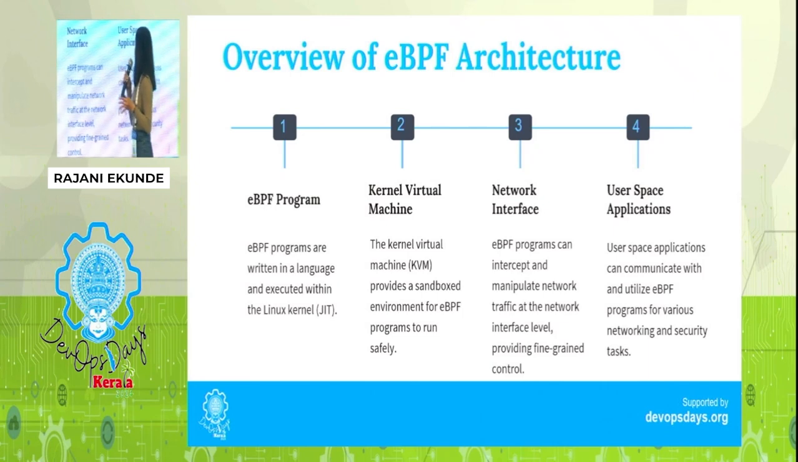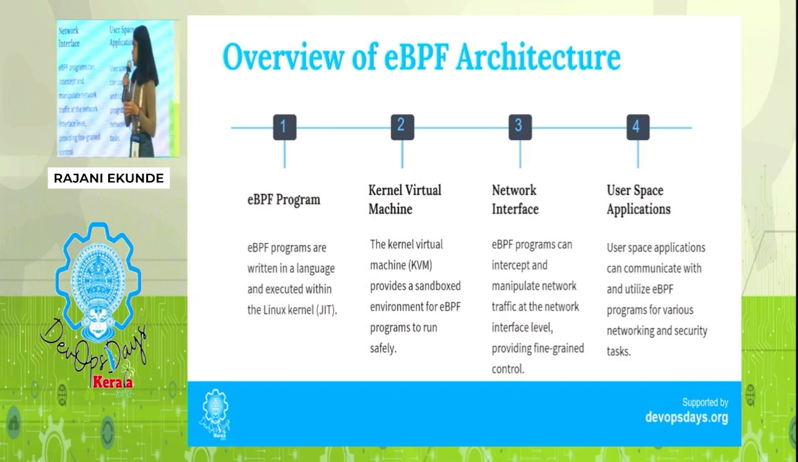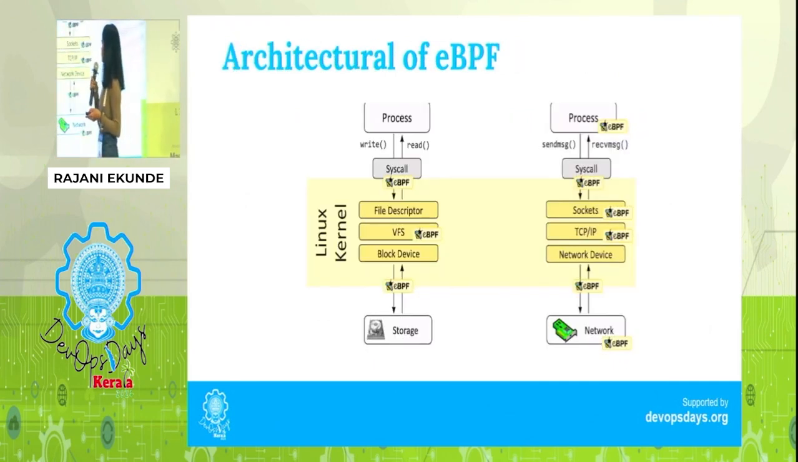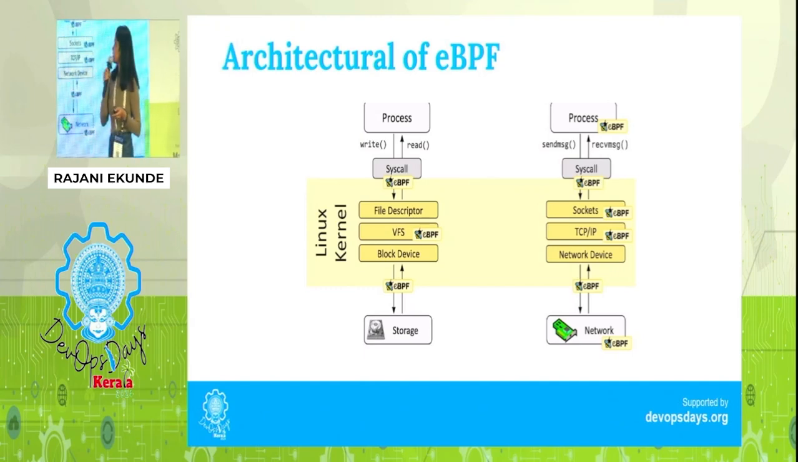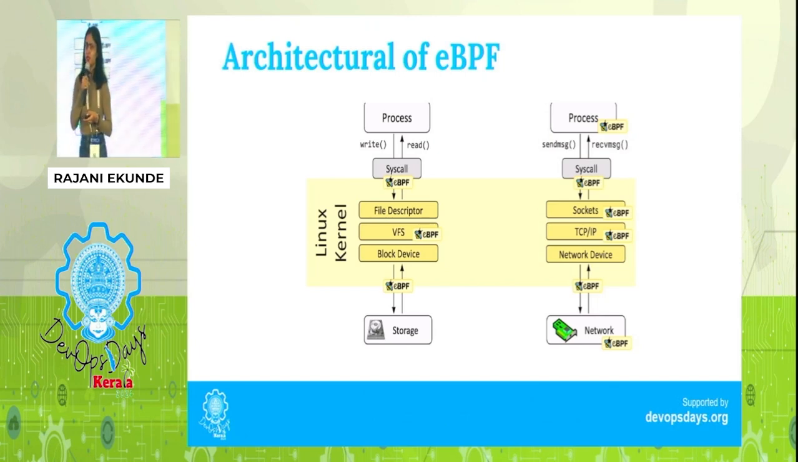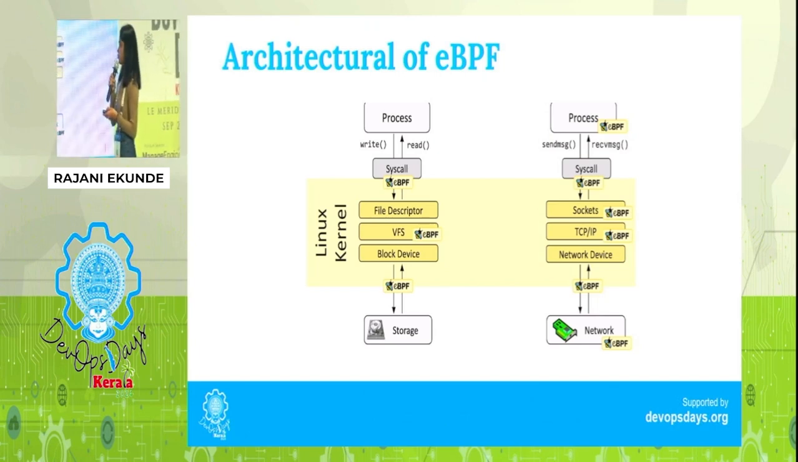Then we have user space applications, which are there for communication with your eBPF programs and the networking that you have. So these are the four most important components of the eBPF architecture. So this is the architecture. You can see how all the components are here, and this takes some time to explain, so you can just take a photo if you are willing to.